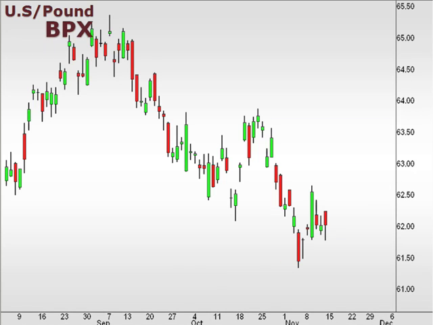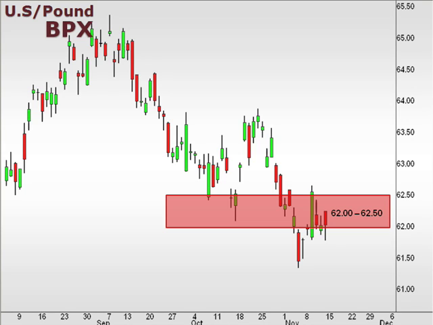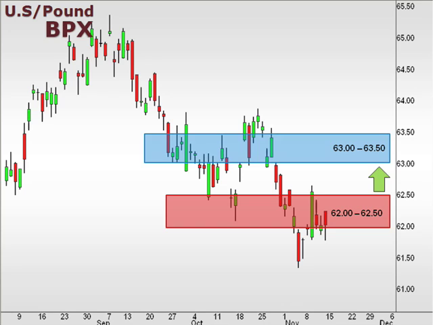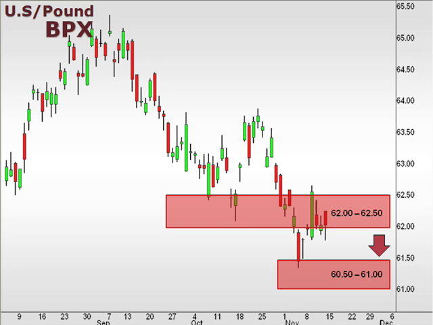Well, the BPX spent most of last week consolidating between 62 and 62.5 as the US dollar continues to consolidate against the British pound. Now, a break above 62.5 opens the window for further US dollar strengthening. However, failure to hold this level here is likely to yield a test all the way down to the 60.5, 61 lows.